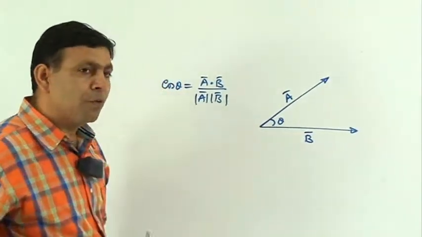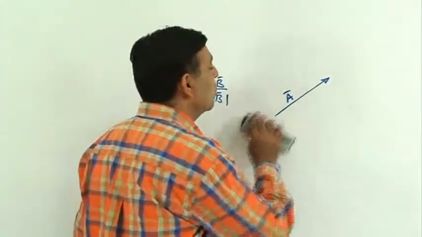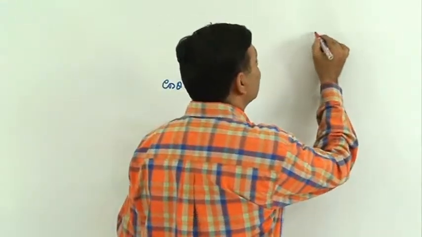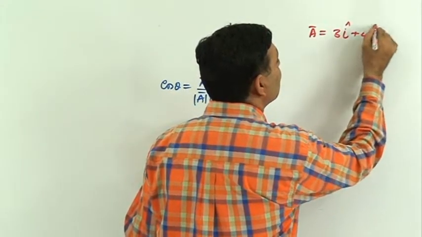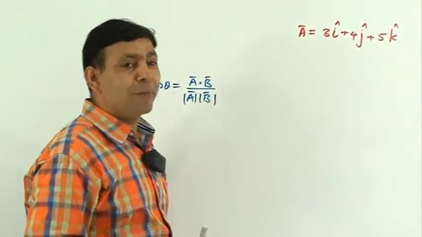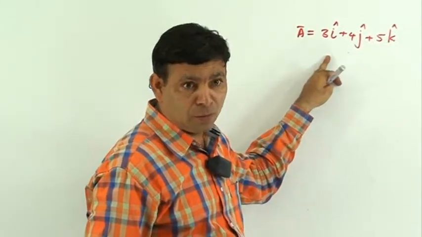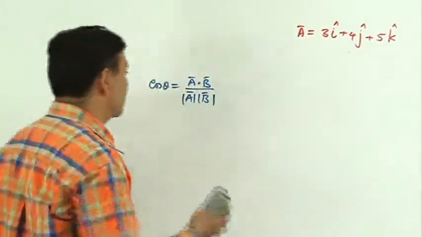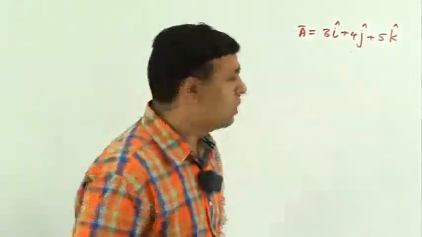Now if they ask you what angle a particular vector is making with the x-axis or y-axis, they'll give you the vector in terms of i, j, k. Suppose I'll take a simple vector a equal to 3i plus 4j plus 5k, and now they're asking you to find the angle this particular vector makes with the x-axis, or y-axis, or z-axis with respect to the given coordinate system. Of course, a rectangular right-hand coordinate system. Fine, that's what we are using.